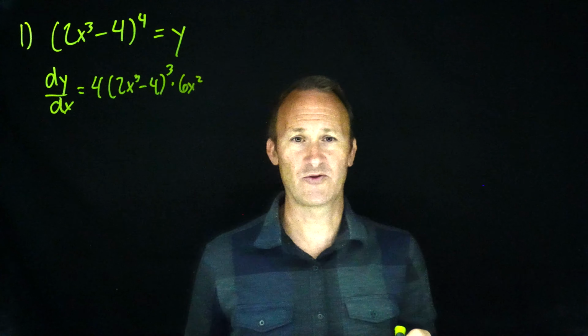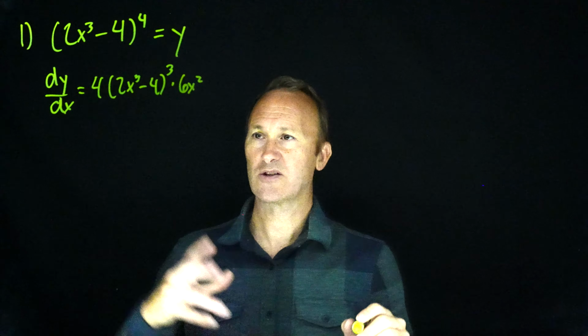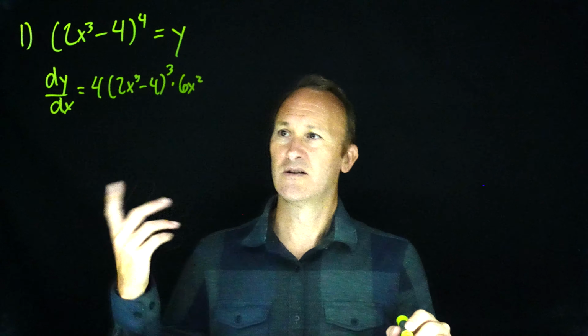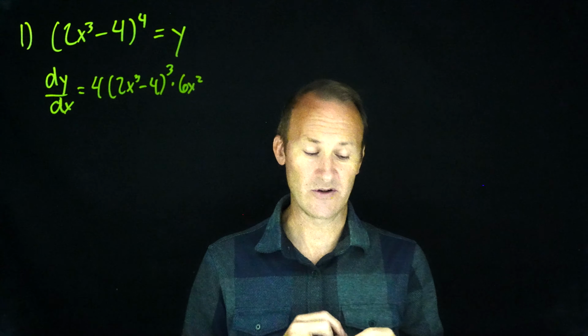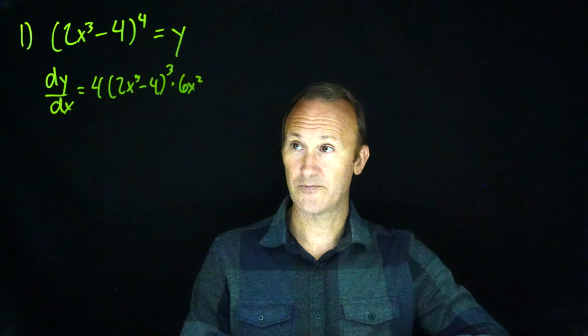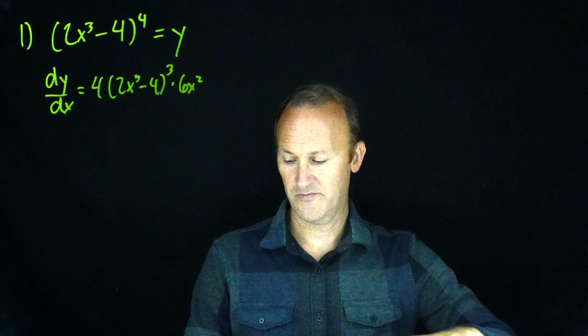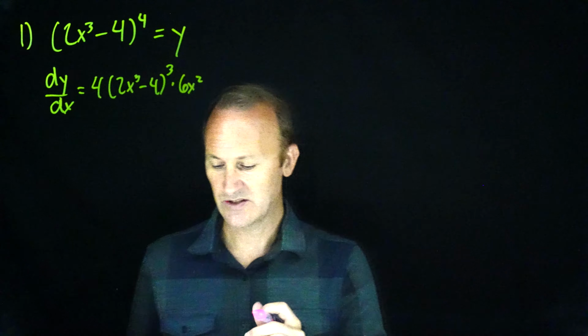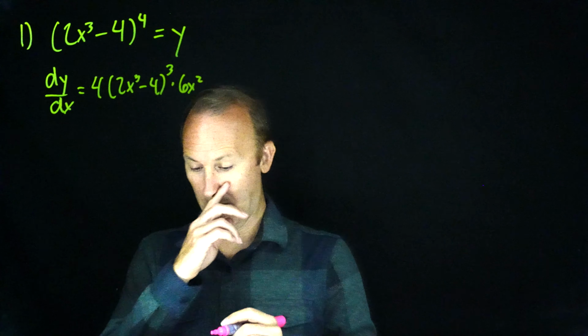Okay? And certainly you can multiply that together and get 24x squared times 2x cubed minus 4, all to the 3rd. That would be the correct answer. So there's one example. Okay, let's do another example.